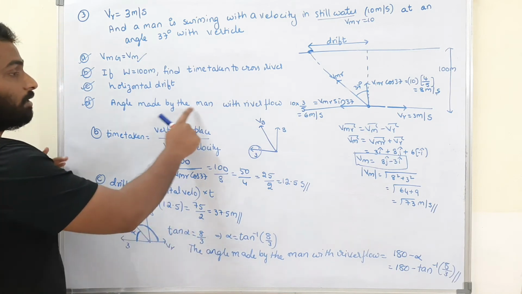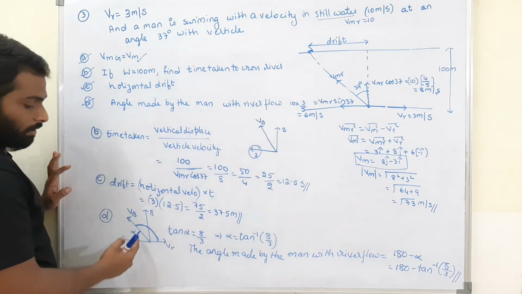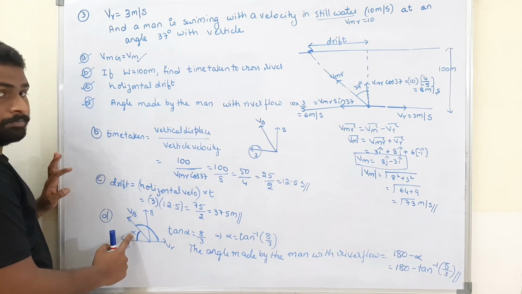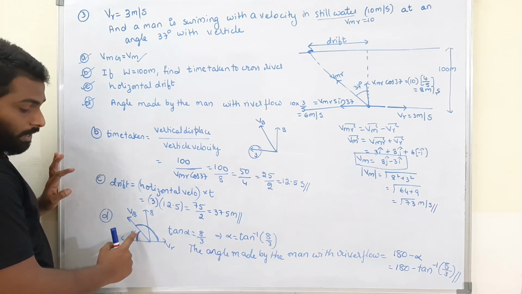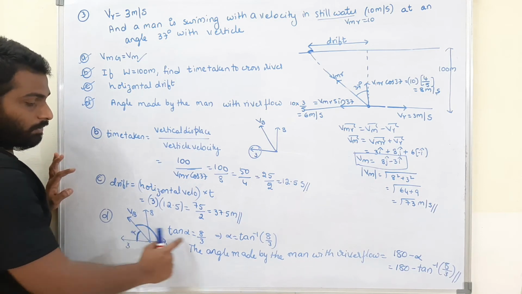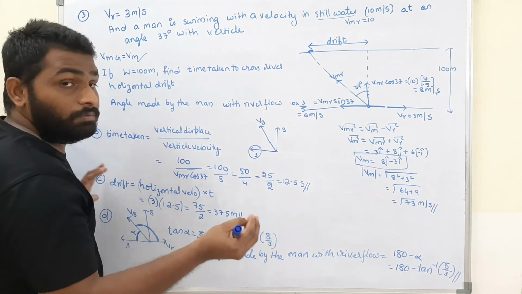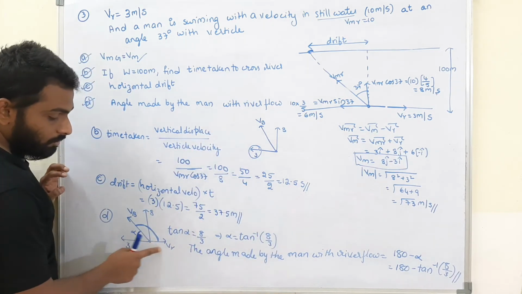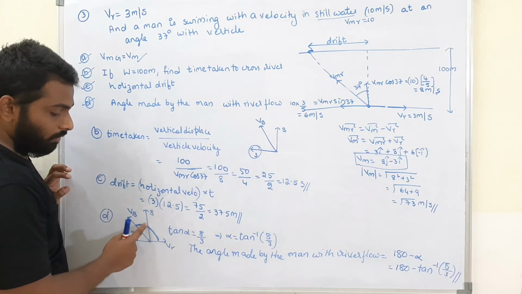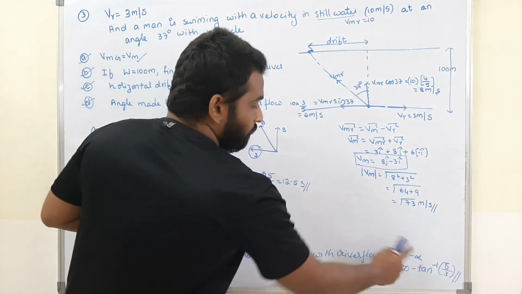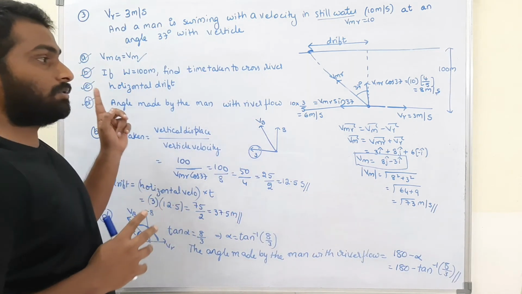What is the angle made by the man with respect to river flow? I am assuming this angle alpha. What is alpha? Tan alpha is equal to 8 by 3. Therefore, alpha is tan inverse 8 by 3. But they asked for the angle with the river flow. This is the river flow. Therefore, the angle is 180 minus alpha. I think this question is clear.